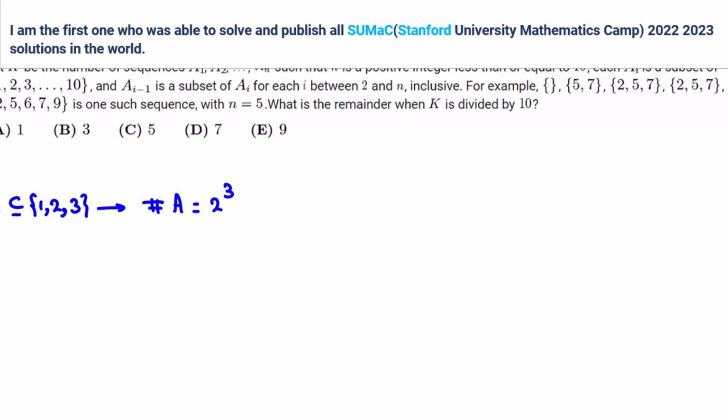Let me tell you an easier way. Tell me a subset from this, any subset, an example. {2, 3}. When you say {2, 3}, it means that for 1 we put a cross, for 2 a check, for 3 a check, right? So for each element you can select it or not: cross or check. Two ways, two ways, two ways, 2 cubed. That's the reason.